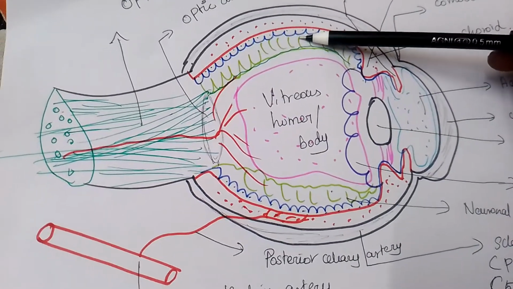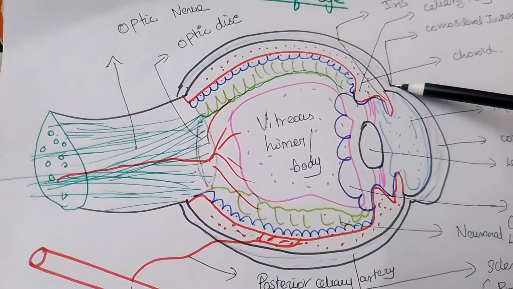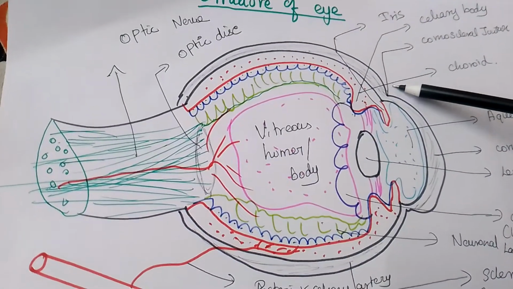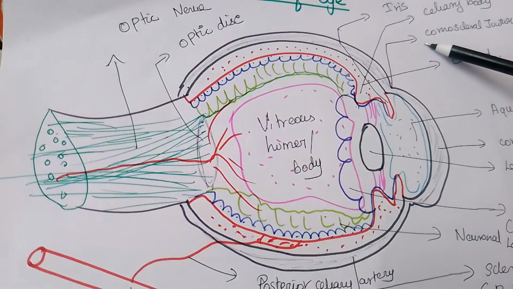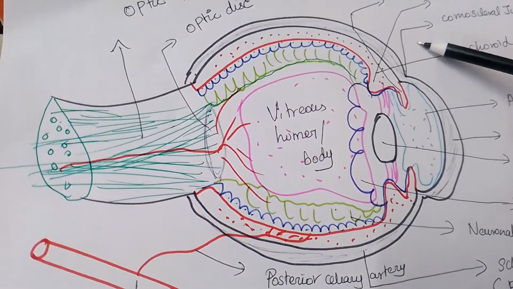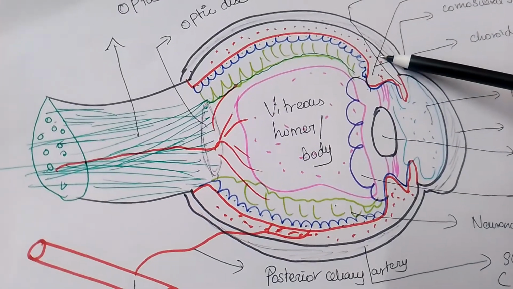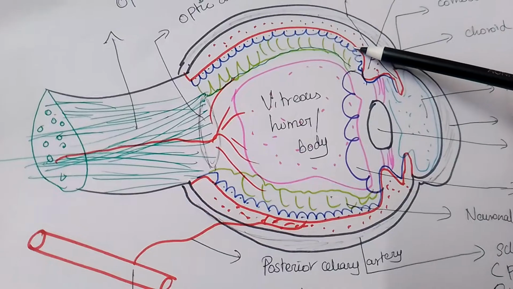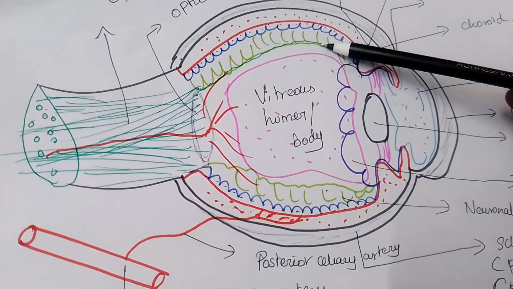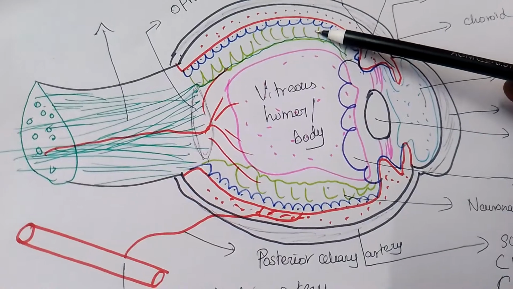So the third, and then if you see in the sclera, this part is called the corneoscleral junction. This is called the corneoscleral junction. It is a light sensitive part of the retina. What is the retina? Where is the retina? So the retina is the innermost layer. The innermost layer is otherwise called the retina.